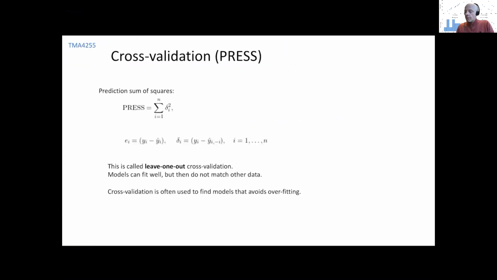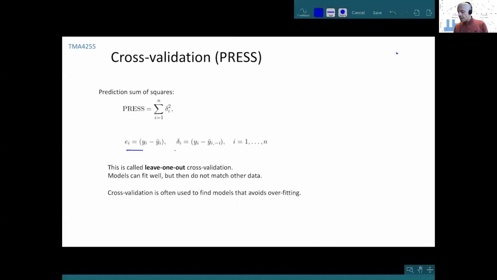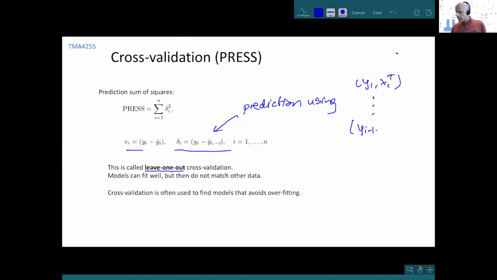And I'll quickly talk about high predictive power. PRESS is a residual statistic that is not working directly on the usual residuals. Instead, it's working on these residuals where we have left one out. And in particular, we have left one i out. So this is the prediction using all data. So y1, x1 transpose down to yi minus 1, but then we skip yi in this model and instead go to i plus 1.